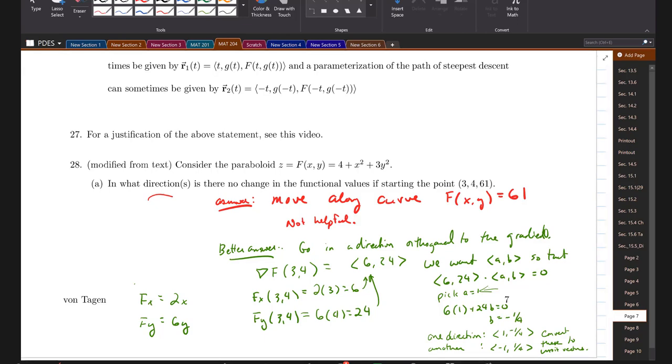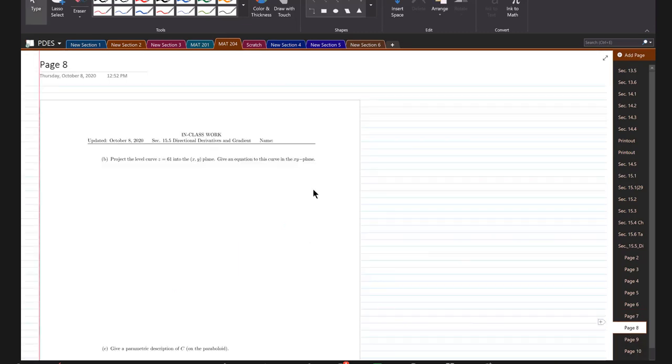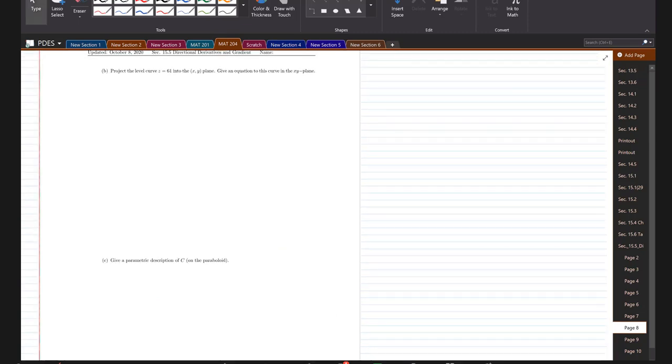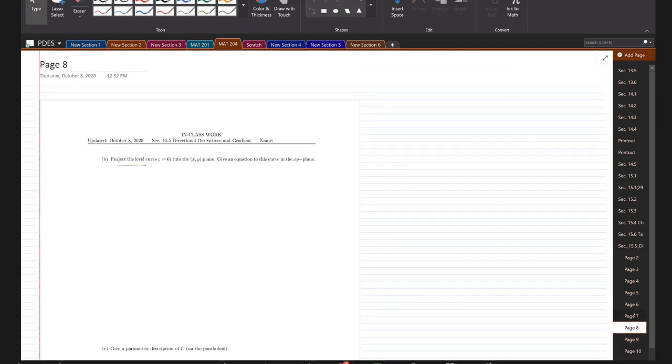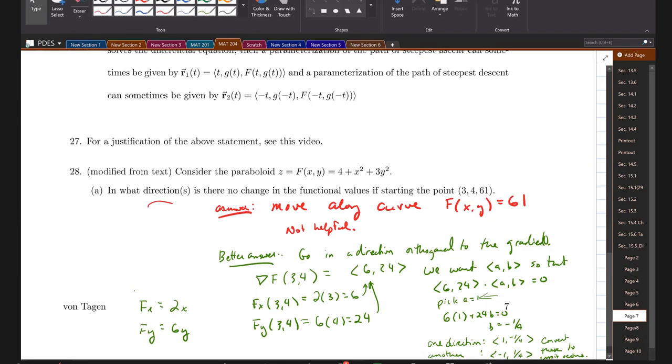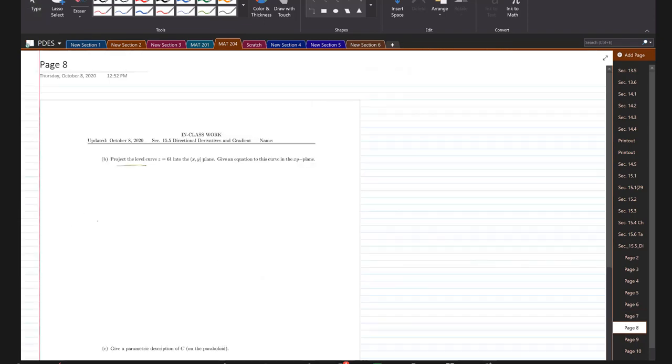Okay. Let's move on to the next page. The next question says to project the curve z equals 61, this is for the same function, into the xy plane. Okay. So we can sort of do that because, oops, I can't scroll up. Hang on just a second. This is the graph of a paraboloid. So what we're saying here is here's this paraboloid, an elliptical paraboloid. We'll actually look at its picture here in a second. But this might be the level curve here where z is equal to 61.